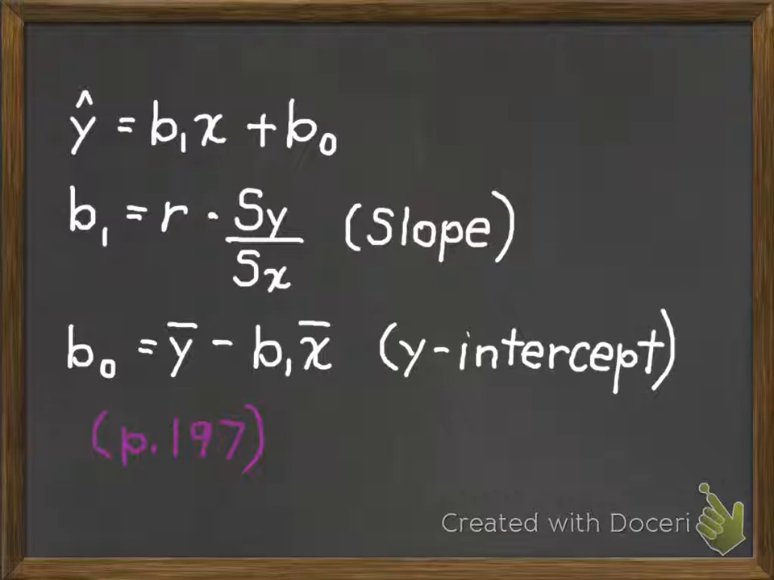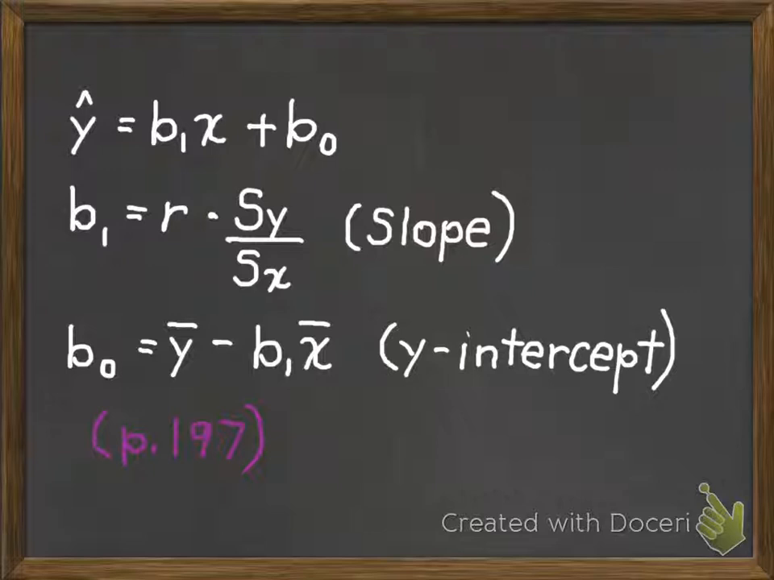Along the regression line, a change in one standard deviation of x corresponds to a change of R standard deviations in y. We have R times the standard deviation of y. So a change in one standard deviation of x corresponds to a change in R standard deviations in y.